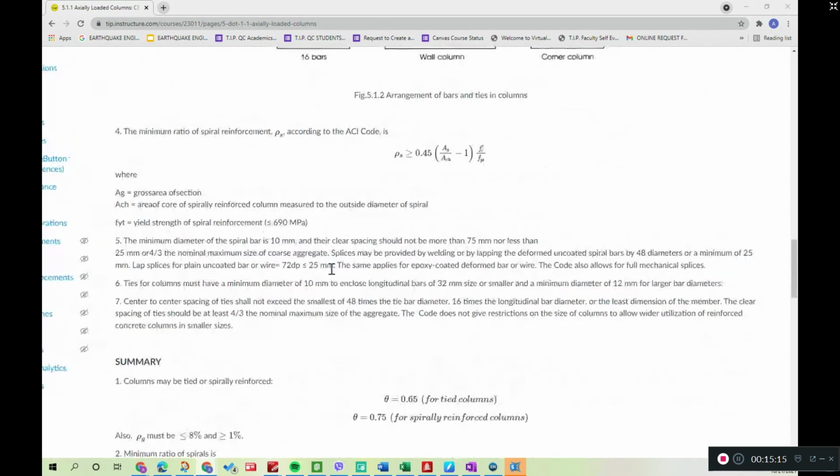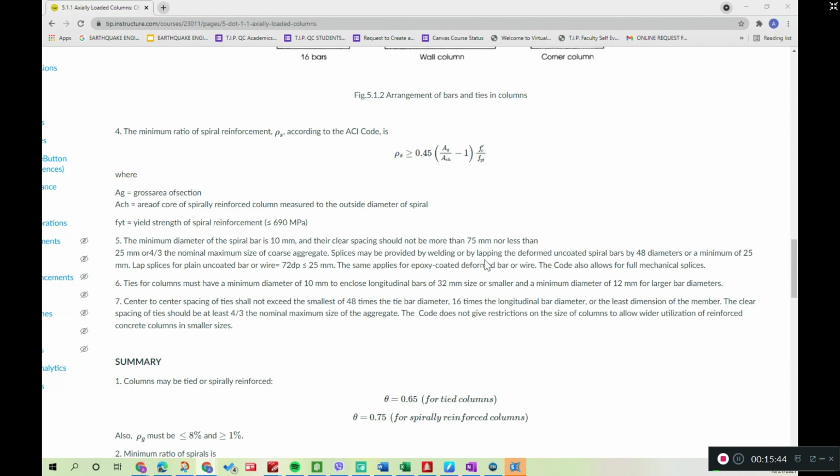So the minimum diameter of the spiral is 10 mm, and their clear spacing should not be more than 75 mm nor less than 25 mm or 4/3 of the nominal size of the aggregate. And the clear spacing should not be more than 75. So there are three criteria to be used here.